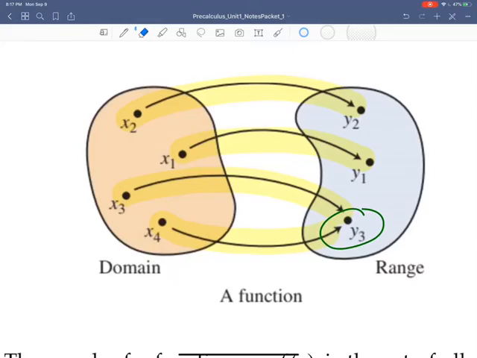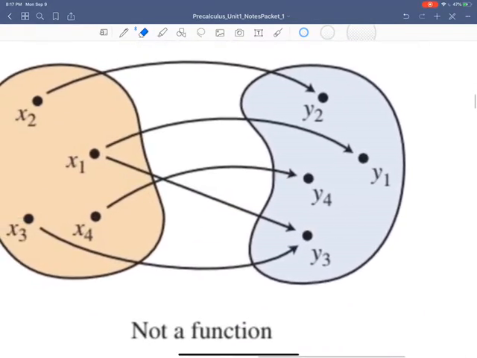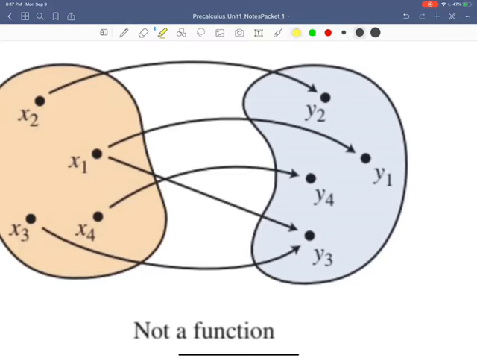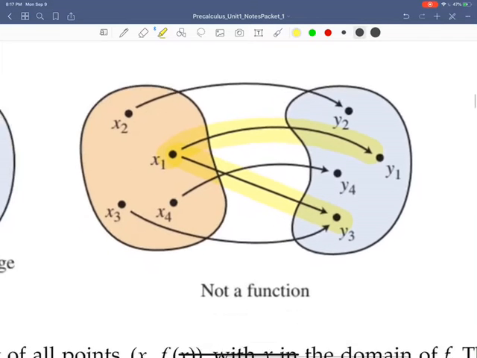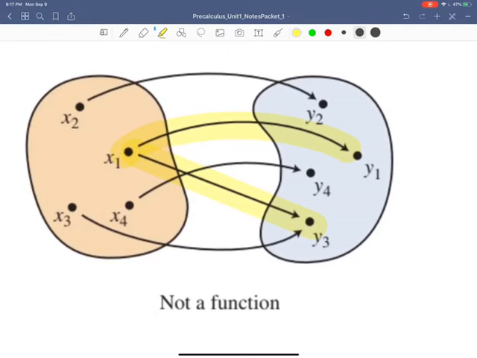What's not allowed is to have an input that's mapped to two different outputs. So in this mapping diagram, we do not have a representation of a function. We would call this a relation, but it's not a function.